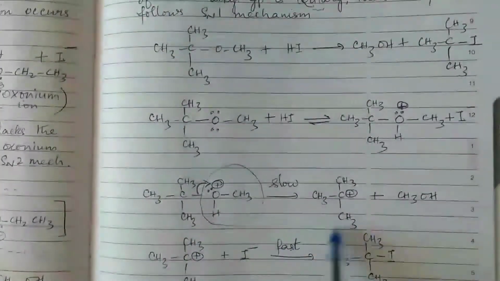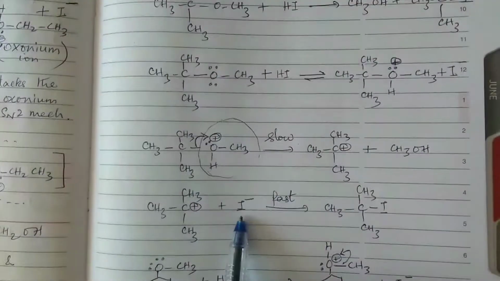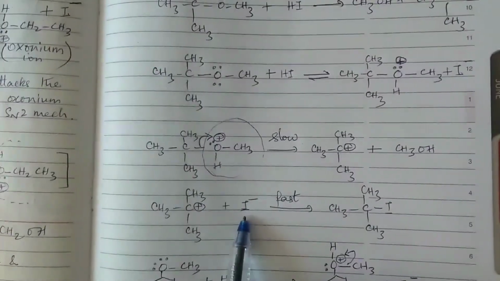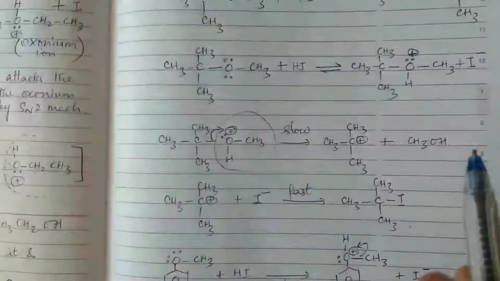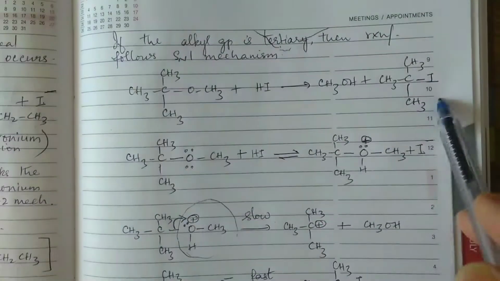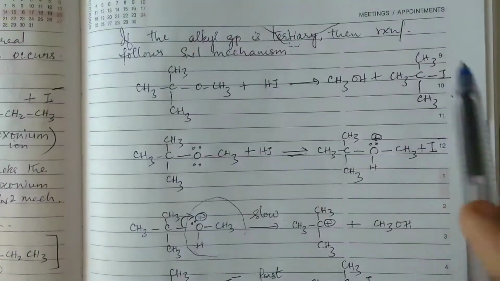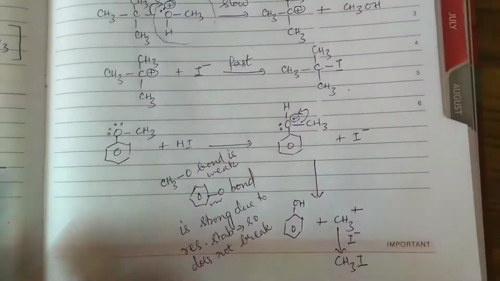So you're getting a tertiary carbocation, and this tertiary carbocation will react with I minus, and that will give you tertiary iodide. Right? That is why, as I said in the beginning, the products are methanol and tertiary iodide. Exactly, this is a very, very important concept. Okay, and you need to have a clear understanding of this.